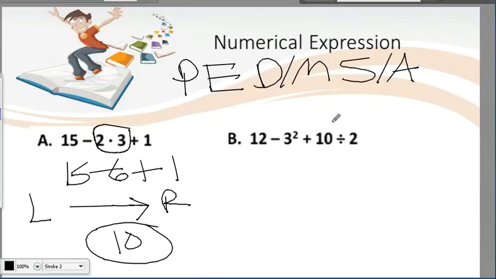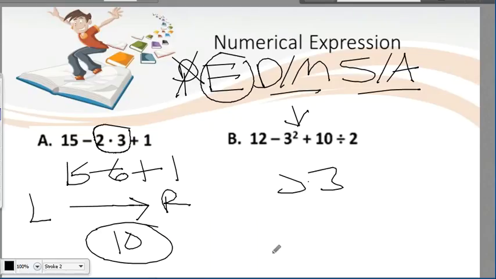Okay, so let's go ahead and look at the next one, B. For this one, we have 12 minus 3 raised to the second power. Notice we have an exponent here, plus 10 divided by 2. So there are no parentheses, but there are exponents. So we need to evaluate the exponents before we do the multiplications and divisions and the additions and subtractions. So 3 to the second power. Remember, that means 3 times itself twice, okay? 3 to the second power is 9.